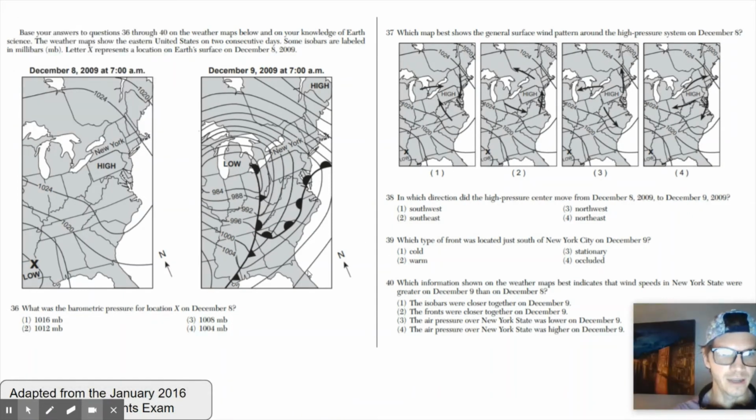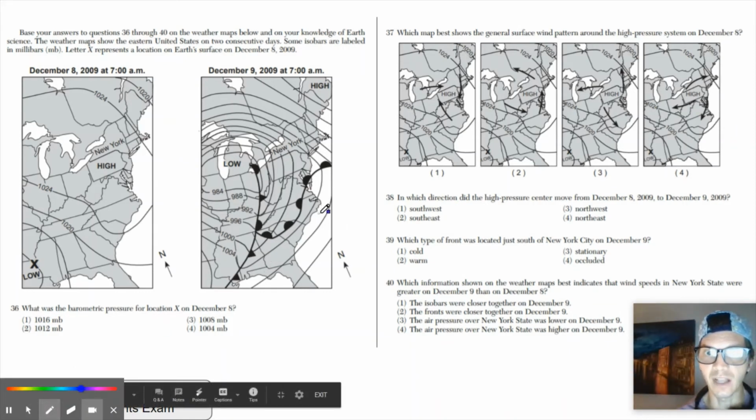All right, let's take a look at two questions from the January 2016 Regents Exam. In this question, we're looking at field maps showing the air pressure on two different dates in the eastern United States. We're going to take a look at questions 37 and 40 as they relate to these maps. Question 37: which map shows the general surface wind pattern around the high pressure system on December 8th? So here's our high pressure area. And remember, during a high pressure area, the clock is high, the counter is low.